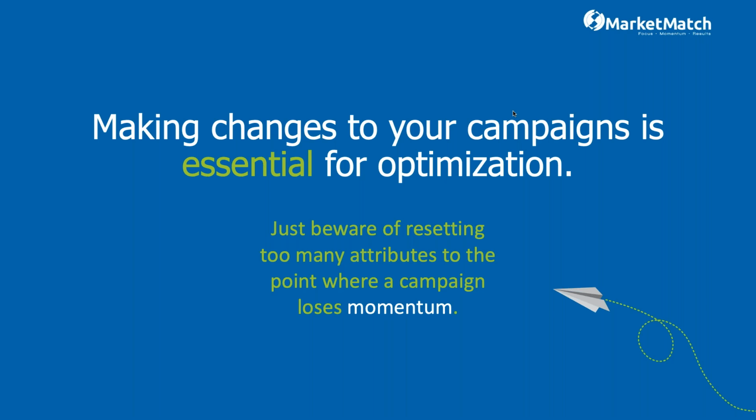That being said, I do want to point out that resetting too many attributes within a campaign over a short period of time, let's say a week, or within one giant sweeping move, can make a campaign lose momentum, because it can actually push a campaign back into the learning phase. You're losing time reaching the people you want to target and bring into your bank or credit union for whatever the campaign may be.